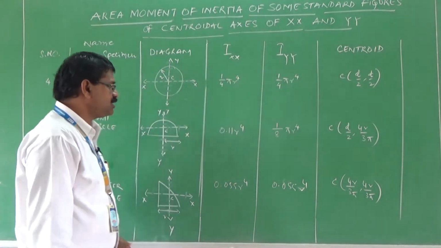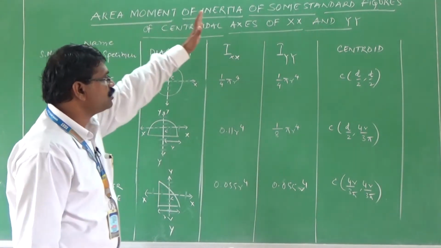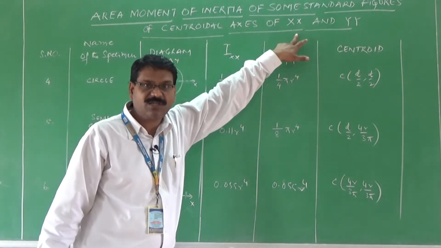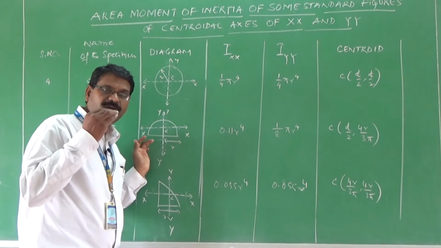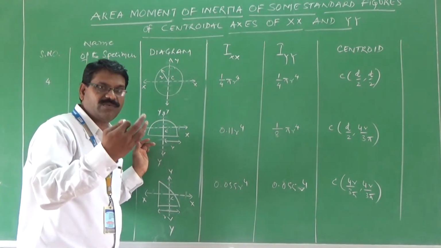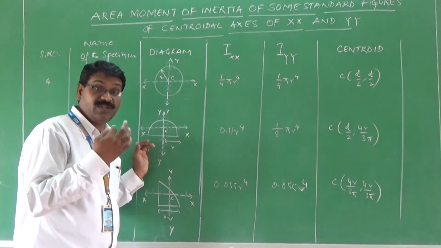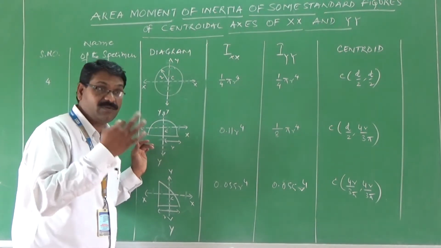And after finishing these 6 specimens, the area moment of inertia of some standard figures about the centroidal axes of xx and yy directions, now we are going to determine the area moment of inertia by integration. How are we going to find the determination of area moment of inertia? By the utilization of an operation called integration. We take one example, the area moment of inertia of a rectangle, that we will see now.